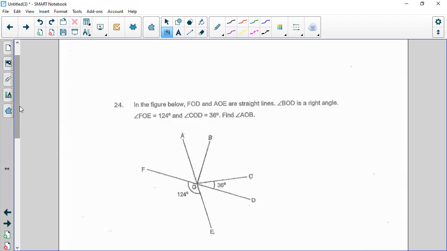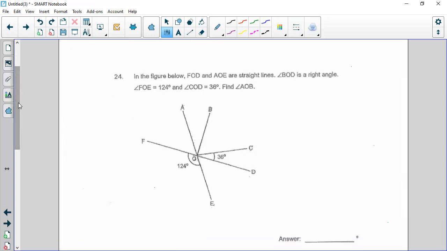All right. Okay, in the figure below, FOD and AOE are straight lines. BOD is a right angle. So where is your BOD? You will need to mark out the right angle. Use a color or something, and then put the right angle there, and then put the question mark at AOB. So where is your AOB? You must indicate the question mark like this. Okay, once you are done already, what do you do?